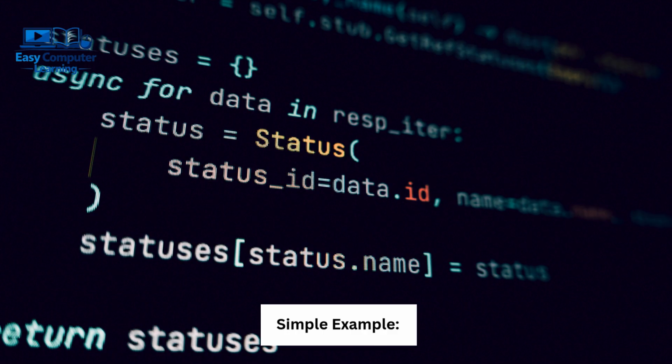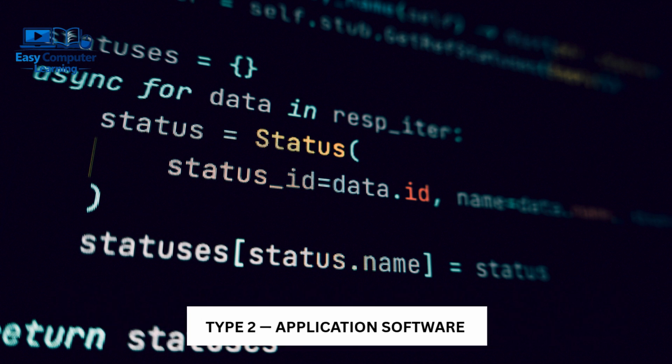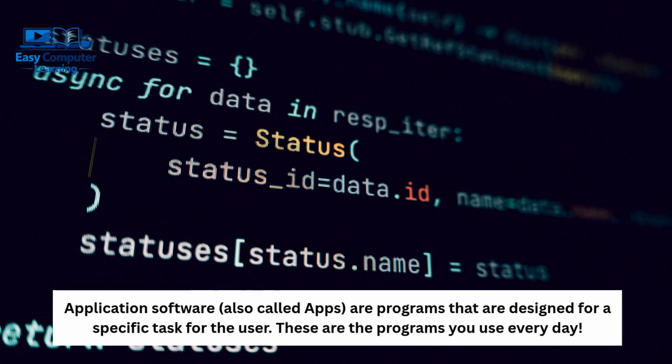Simple example. When you turn on your computer, the first thing you see is Windows loading. That is your operating system starting up and getting everything ready for you. Type 2. Application software, also called apps, are programs that are designed for a specific task for the user. These are the programs you use every day.